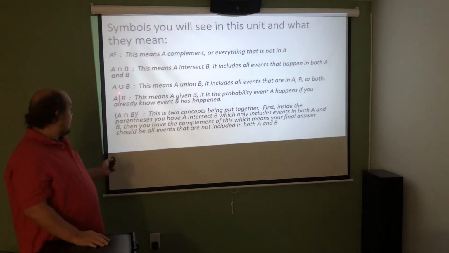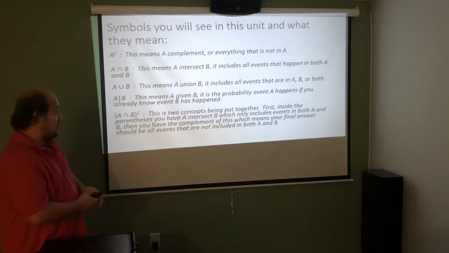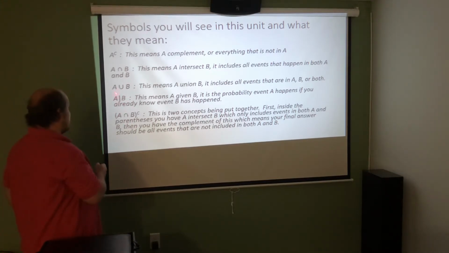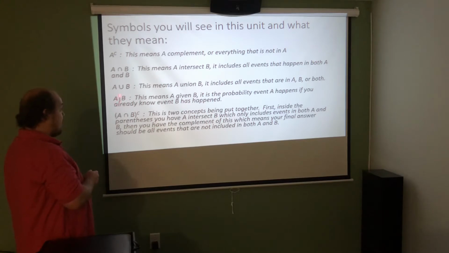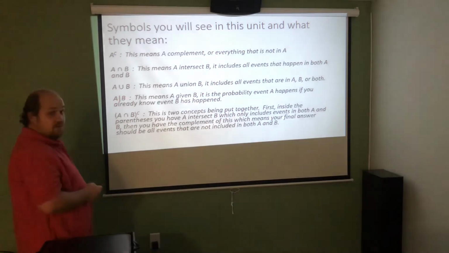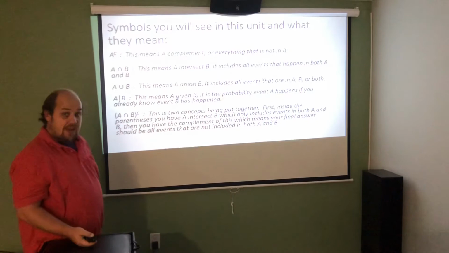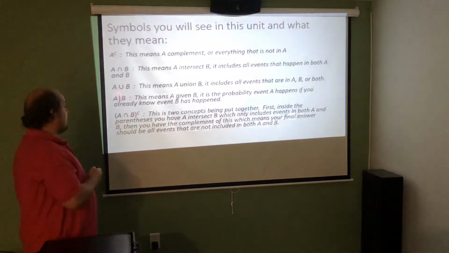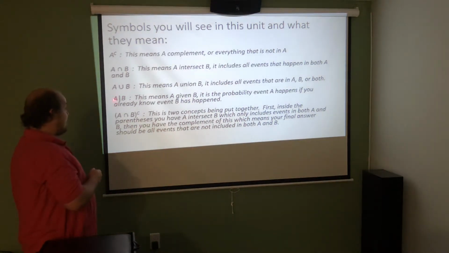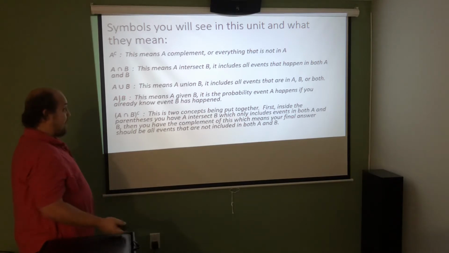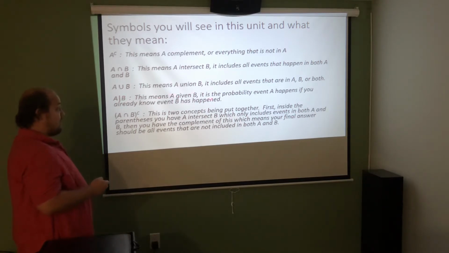The new thing that we're going to be focused on this lesson is this way of saying a conditional statement. The way that I read this statement is the probability that A occurs given that event B has already occurred. So this line I call the given line. The thing after the given line we assume has already happened. So we're asking what's the probability event A happens if we know event B has already happened. This means A given B, it's the probability event A happens if you already know event B has happened.